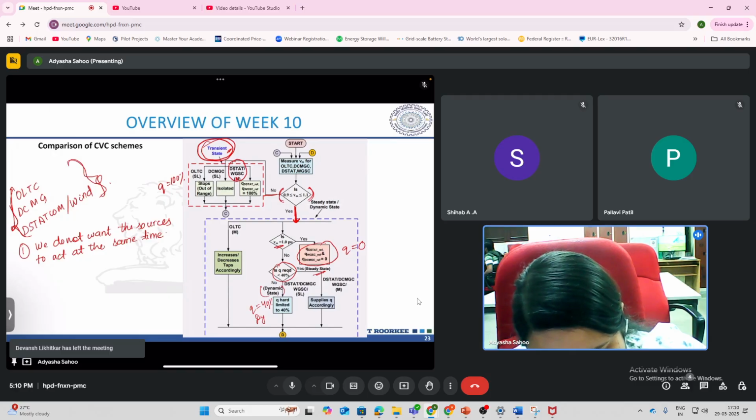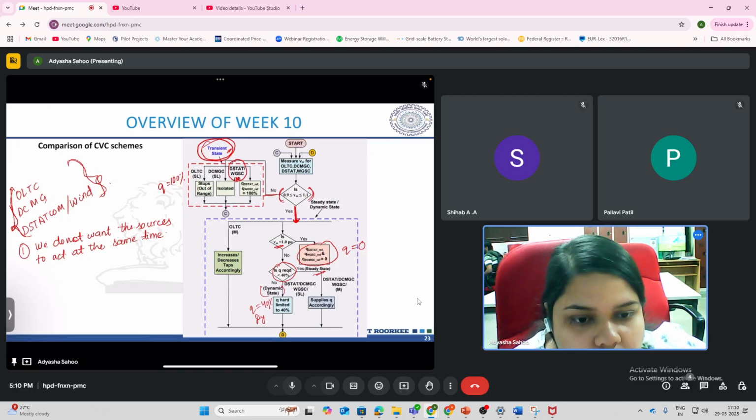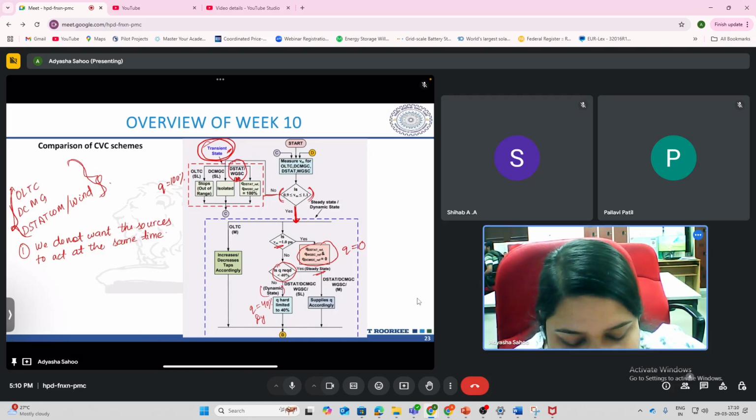So this is M for master. Whenever the voltage is beyond the limits, what we do is instantaneously activate the master, which is the dynamic source, to improve the voltage, and after that we activate the static sources, OLTC or DC microgrid. That is when the voltage is in violation.